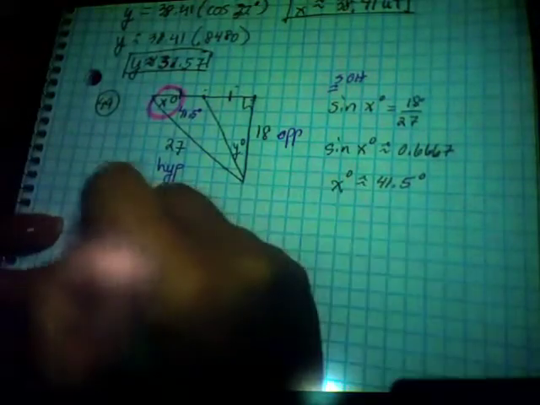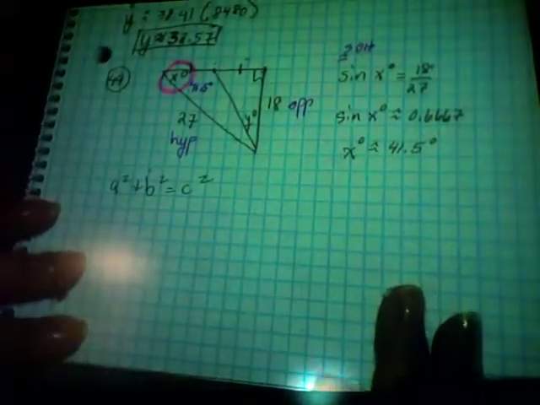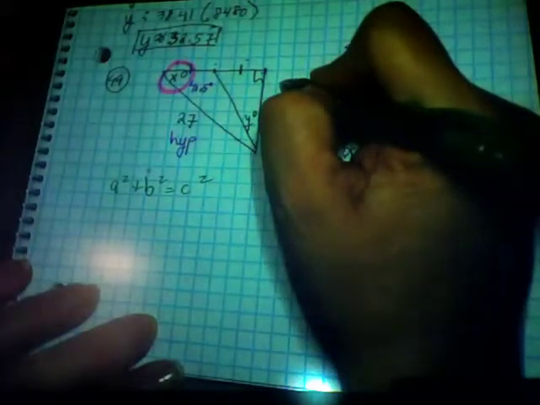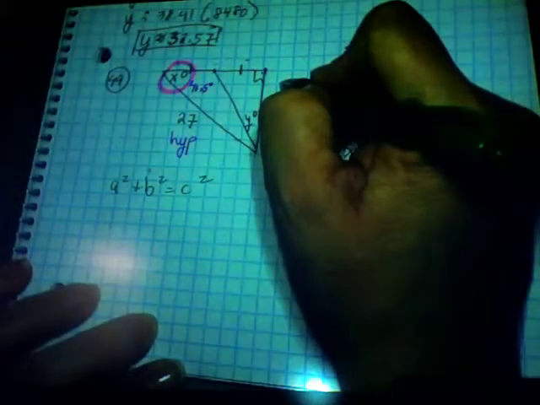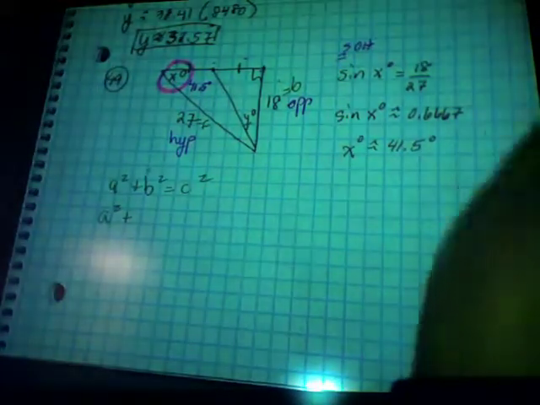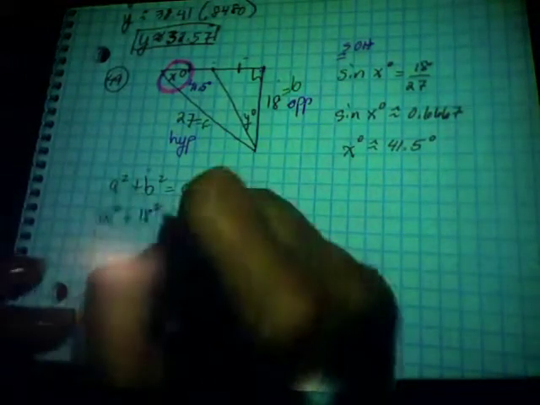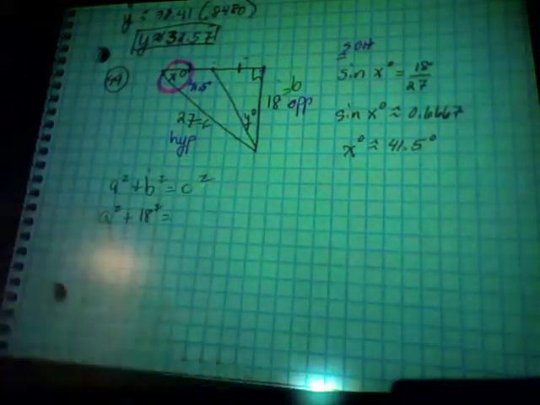So we've got a squared plus b squared equals c squared. Is 18 going to be a, b, or c? Let's put it this way. What's 27 going to be? C. So this is going to be c. So what are you going to let this be? Can it be a or b? Does it matter? It doesn't matter. So I'm going to let it be b. So we've got a squared plus 18 squared equals 27 squared.